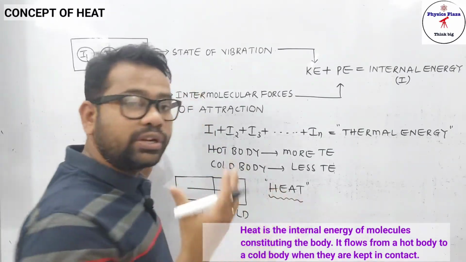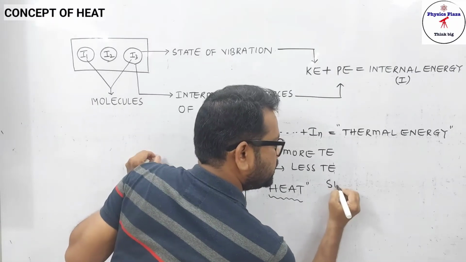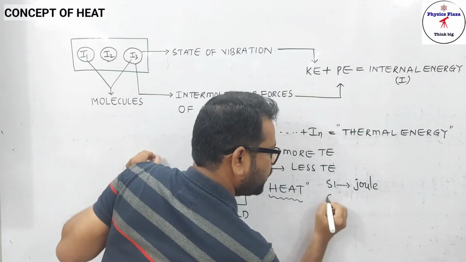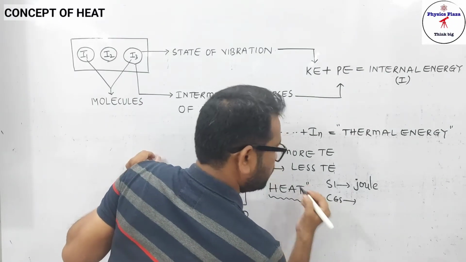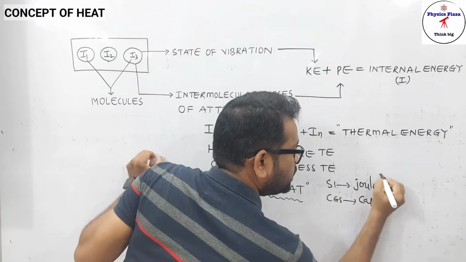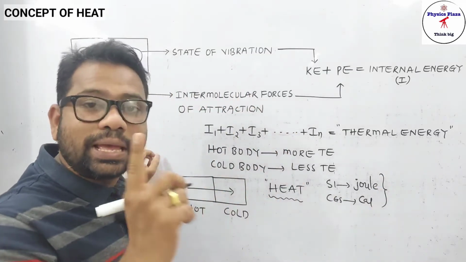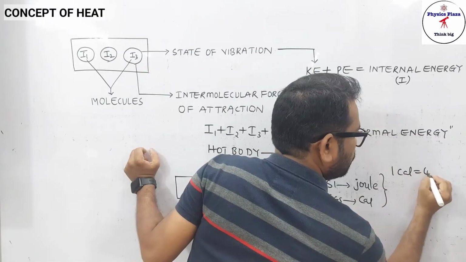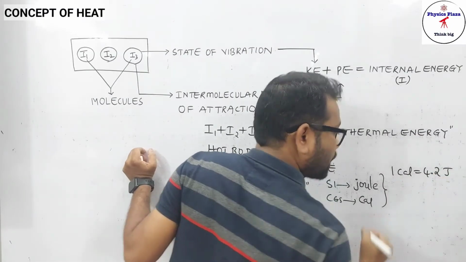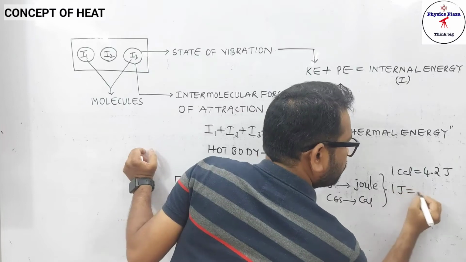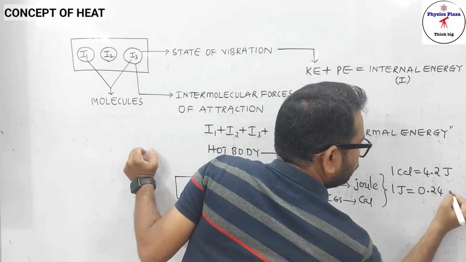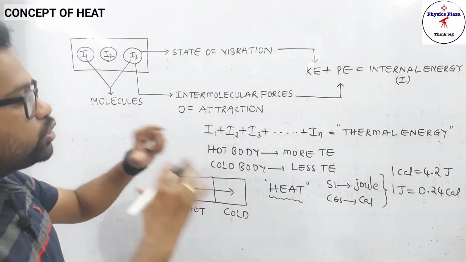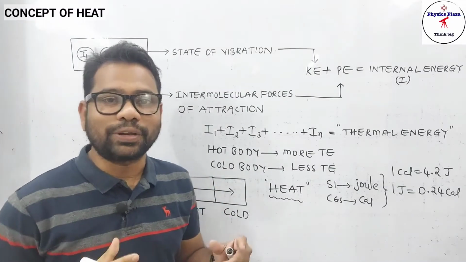Now, what are the SI units of heat, children? The SI unit of heat is the joule, whereas the CGS unit of heat is the calorie. How these two are related is a very important examination point. Here, 1 calorie is equal to 4.2 joules, or 1 joule is equal to 0.24 calories. This is the minimum knowledge we should have regarding heat. Okay, children? Fine.